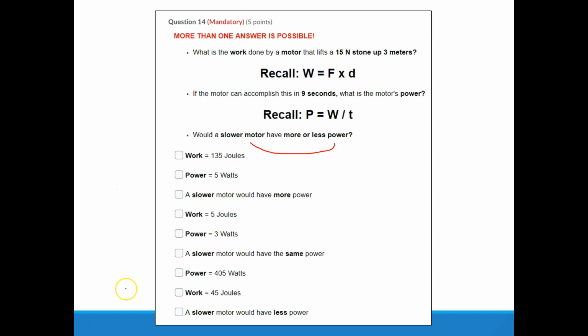Now, remember, you're answering three things, so you should actually have 3 checks marked. All right, so you should actually mark off 3 of these answers. So 1 for work, 1 for power, and 1 for the slower motor. So let's go ahead and talk about those.